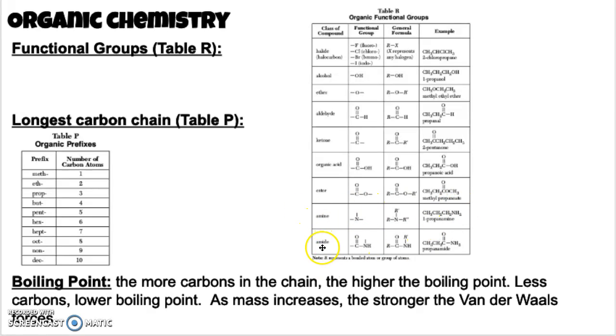They are the only 2 functional groups on this whole table that have nitrogen in them. The difference is amides have a C double bond O in their chemical formula. Also, the more carbons you have in a chain, the higher the boiling point will be, and the fewer carbons you have, the lower the boiling point will be. So as mass increases, the stronger the forces between those atoms.